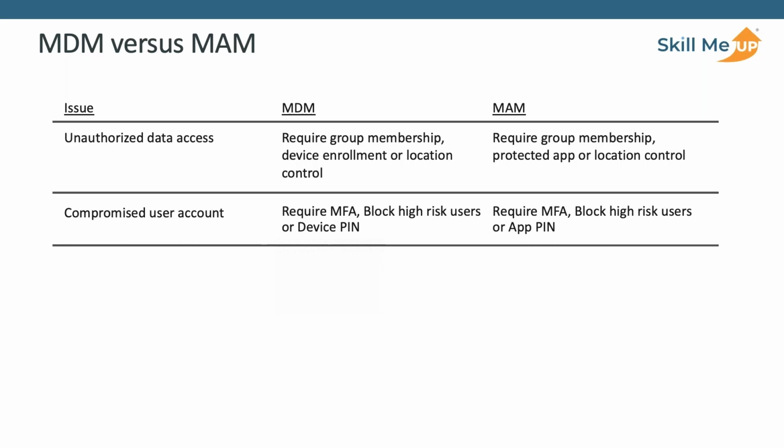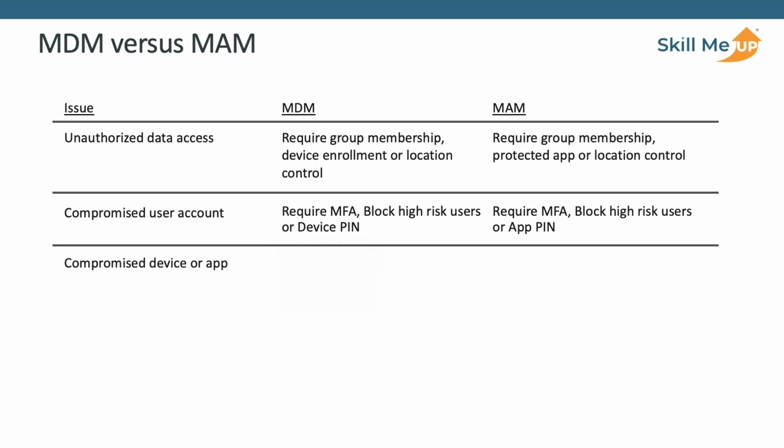Let's think of the next one. What happens if the issue is we have a compromised user account? What can we do at this point? So if it's a mobile device policy that's been applied and a managed device, then we can require multi-factor. We can block the high-risk users or medium or low, and then we can utilize device PIN if needed. So we can ensure that the device has those three capabilities. For a bring your own device using MAM, we don't get to put a device PIN, but we can do application PINs. So I can say, in order for you to utilize the Outlook client, I need a specific PIN associated to that.